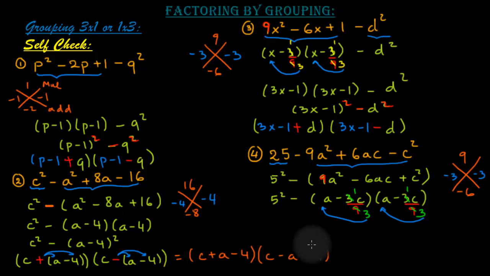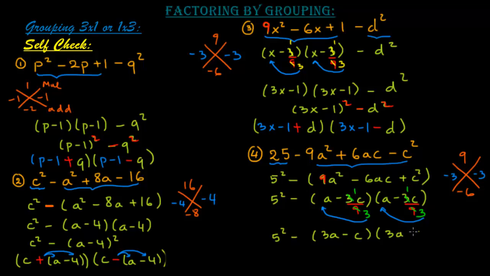I need some space here, so I'm gonna erase the bottom part right here. Okay. So we will have 5 squared minus 3a minus c times 3a minus c. That will give me 5 squared minus 3a minus c squared. Then we can apply the difference of squares.